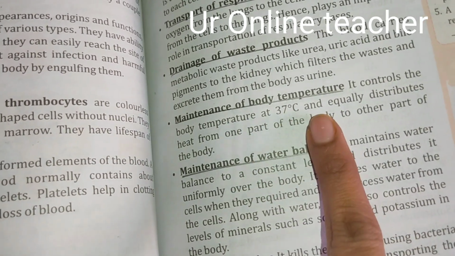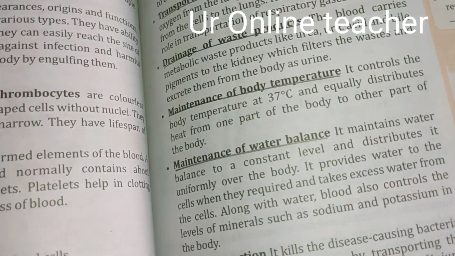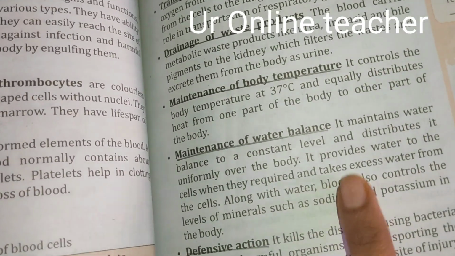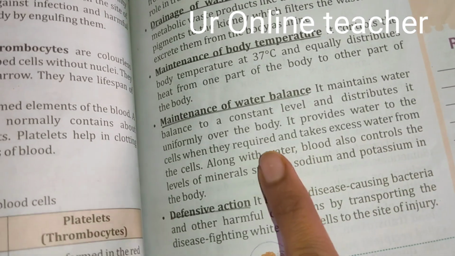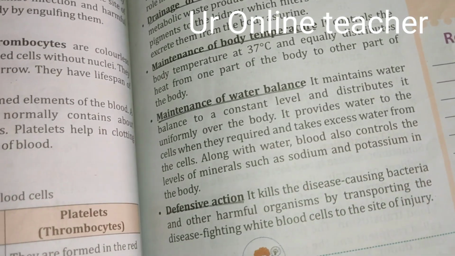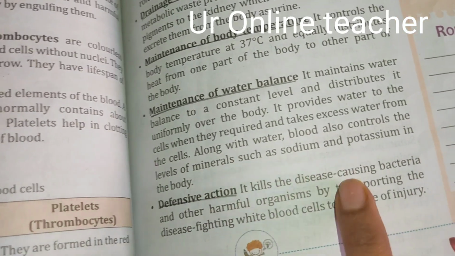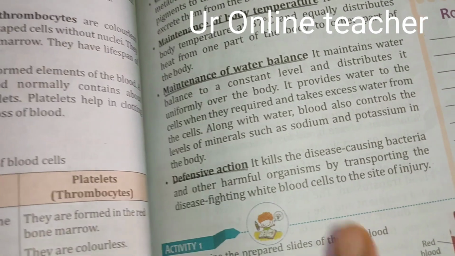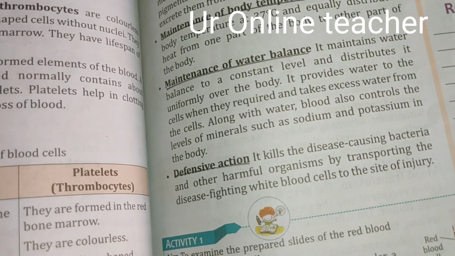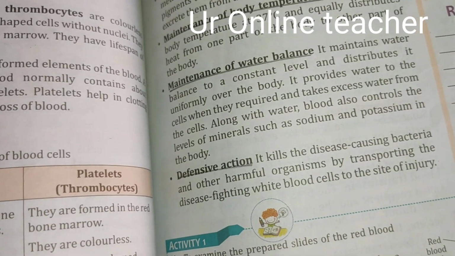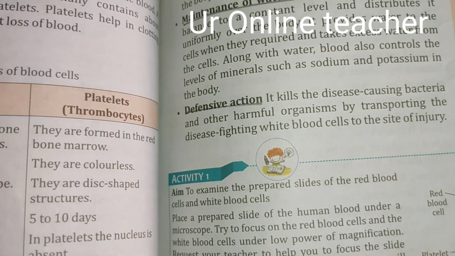So it controls the body temperature at 37 degrees and equally distributes the heat from one part of the body to the other part. It also helps in maintaining the water balance at a constant level uniformly throughout the body by transporting. It also controls the level of minerals such as sodium and potassium in the body. It also helps in defense, like killing disease causing bacteria, like white blood cells, as I already told. And also at the site of injury, platelets will help to clot the blood so that blood loss will not be there.